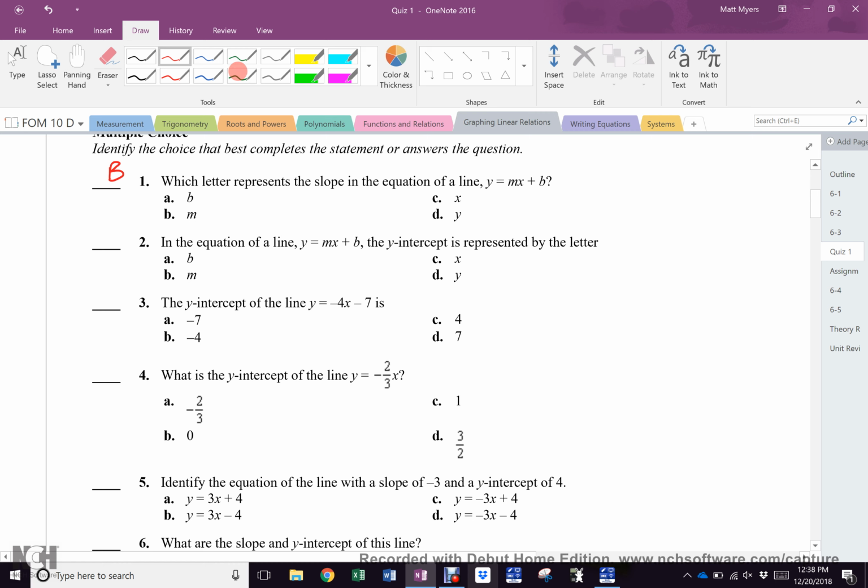Number 2, B. B. A. What did I choose? I thought it was the letter. Okay, I meant to choose A, but I put B instead. You're marking your own, it doesn't matter. Okay. 3. A. 4.